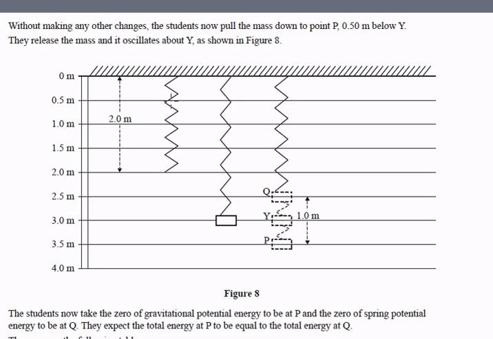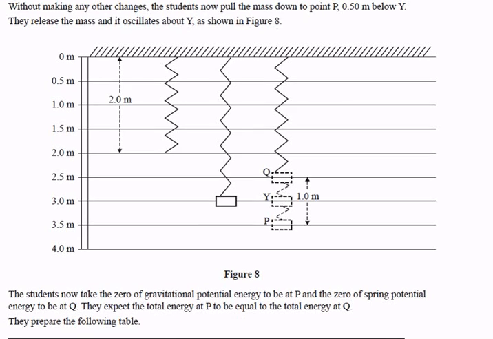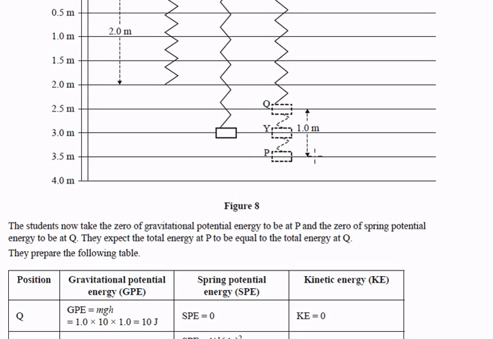Alright, now the students, here's the unstretched length. They now pull it down a bit further, only 0.5 down instead of the 1 metre down, and it oscillates back and forth like that. The students take the 0 to be here, so this is gravitational potential energy equals 0. That's what they're going to say is 0, so it has a higher one up there.